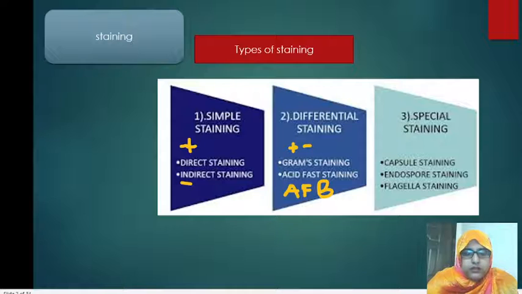Then if positive, it is gram positive staining. If the secondary dye is retained, then it is gram negative staining for gram negative bacteria. Alright, hope you are all clear on simple staining, differential staining, and special staining.